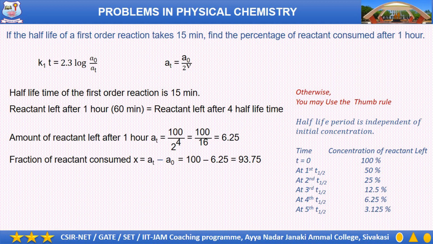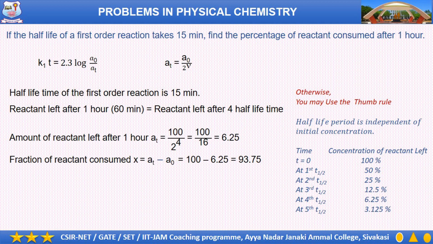are depending upon the time limits given. Here the time limit for the completion of the reaction is given as 1 hour, that is equal to 60 minutes, and the half-life is given as 15 minutes. Therefore, how many half-lives are there? 4 half-lives are there. After 4 half-lives, how much is left?